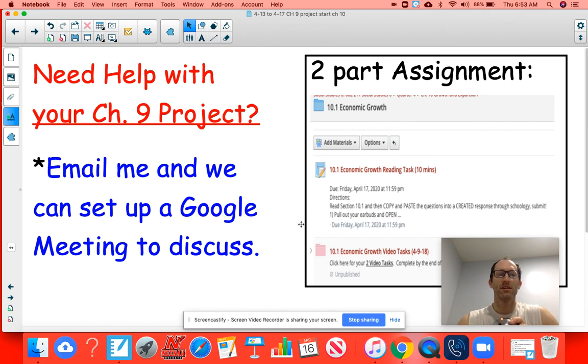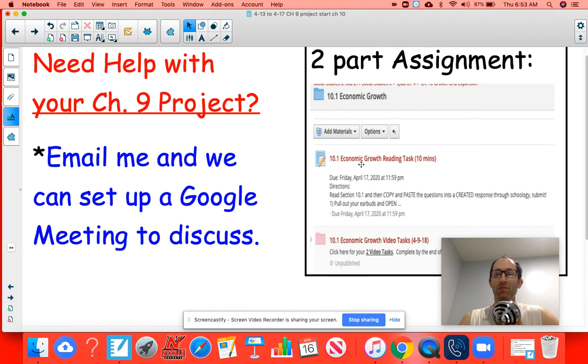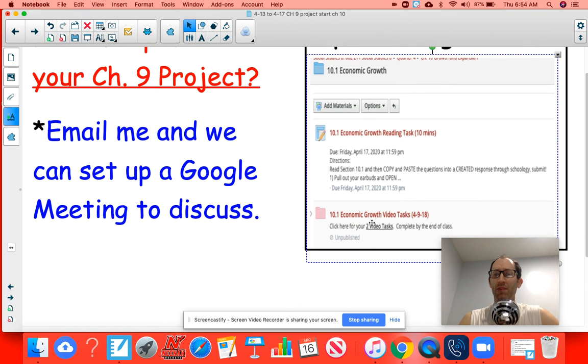Last 2 parts. If you need help with your Chapter 9 project, just email me. We'll set up a time so we can have a Google Meet and discuss what you can do better or what you can change. Your 2-part assignment is right here. 10.1 can be found in the Chapter 10 folder in Schoology. Economic growth reading should take about 10 minutes total. And then you have an economic choice video on the growth of America. First is Eli Whitney. The second is the Lowell Mill girls.